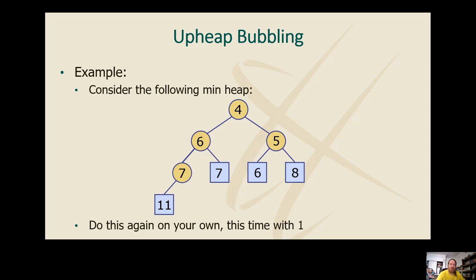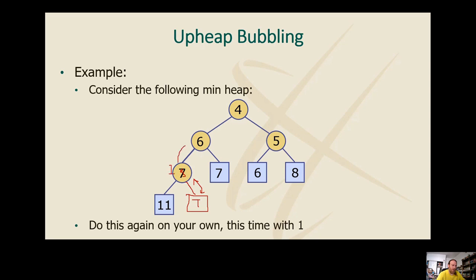Okay, so where do we add it? The leftmost available child, which is here. Okay. 1 and 7, we compare them because 1 is not the root. We compare them, 7 is bigger, so 1 comes up here.